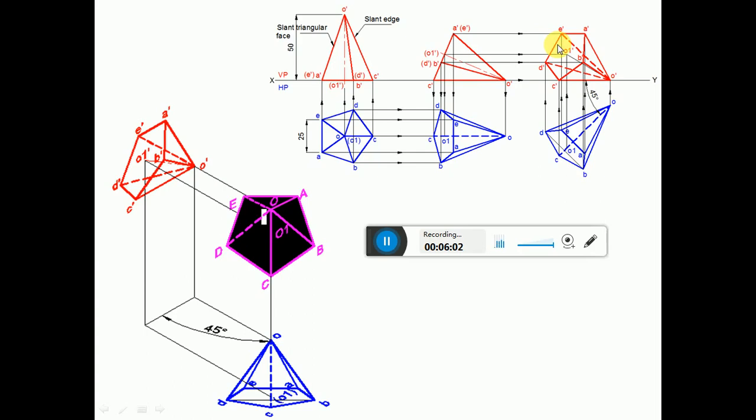Now we are going to apply the condition of visibility and invisibility. The first condition is all the exterior edges of the boundaries of the solids are visible. So apply that rule. O dash C dash, C dash B dash, B dash E dash, E dash A dash, and A dash O dash, all around the exterior edges of the boundaries of the solids, are visible. So you darken them continuously.